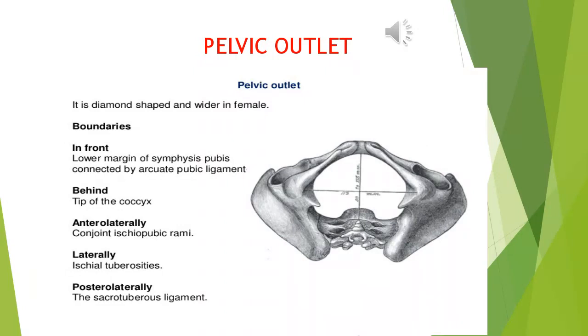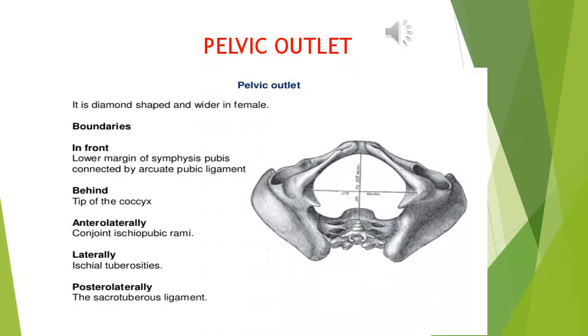So the boundaries: in front is the arcuate pubic ligament, behind the tip of the coccyx, anterolaterally the conjoined ischiopubic rami, laterally the ischial tuberosity. Further, posterolaterally you will get the sacrotuberous ligament. The coccyx is mobile on the sacrum, and the sacrum itself is slightly mobile at the sacroiliac joint.